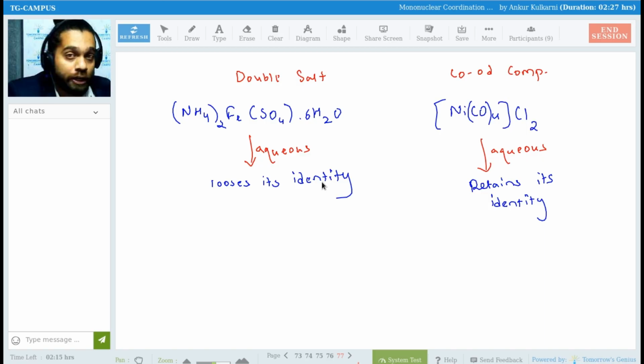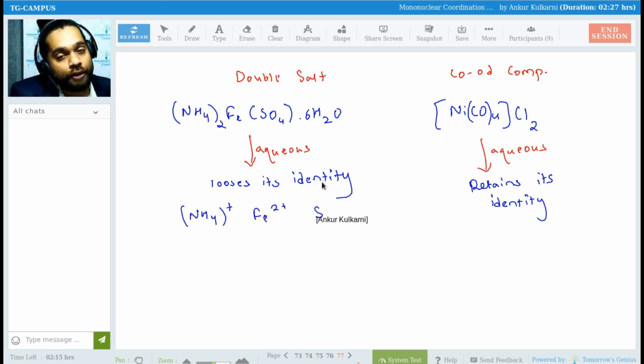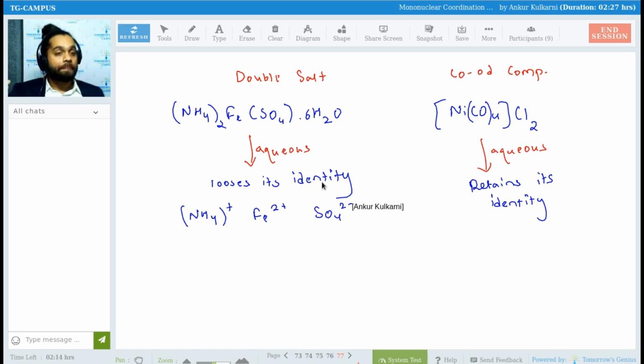So loses its identity means what? When I put Mohr salt into aqueous medium, it does not remain Mohr salt. All the elements turn into ions. The ammonia becomes NH4 plus, Fe becomes Fe2 plus, and SO4 becomes SO4 2 minus. So everything has turned into ionic form. I do not have anything as Mohr salt as a whole in the aqueous medium.